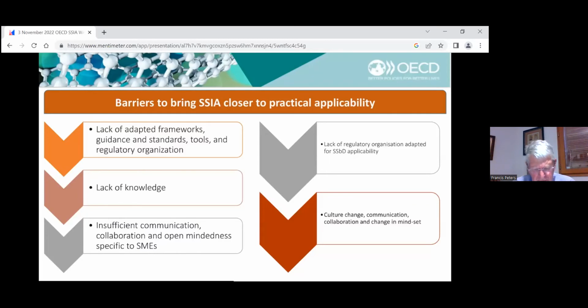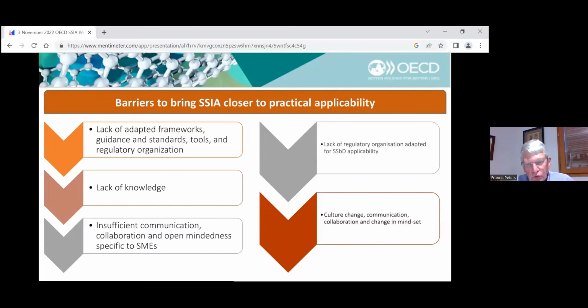The first is a lack of adapted framework, guidance, and standard tools and regulatory organization. The second is a lack of knowledge, mainly on what is CA. The next one is insufficient communication, collaboration, and open-mindedness, specifically for small and medium enterprises, SMEs. Then we have lack of regulatory organization adapted to safe and sustainable by design applicability. And one very important is the cultural change involved by this evolution, and also the communication, collaboration, and the change in the mindset.